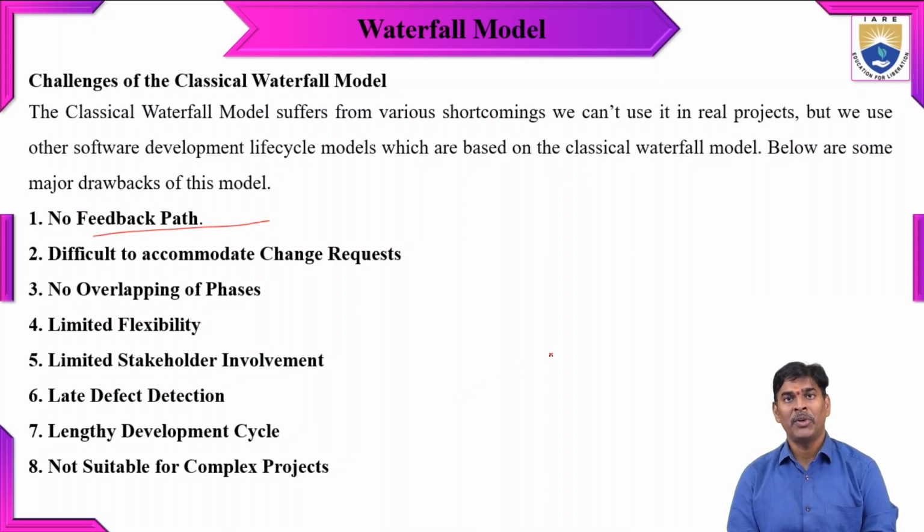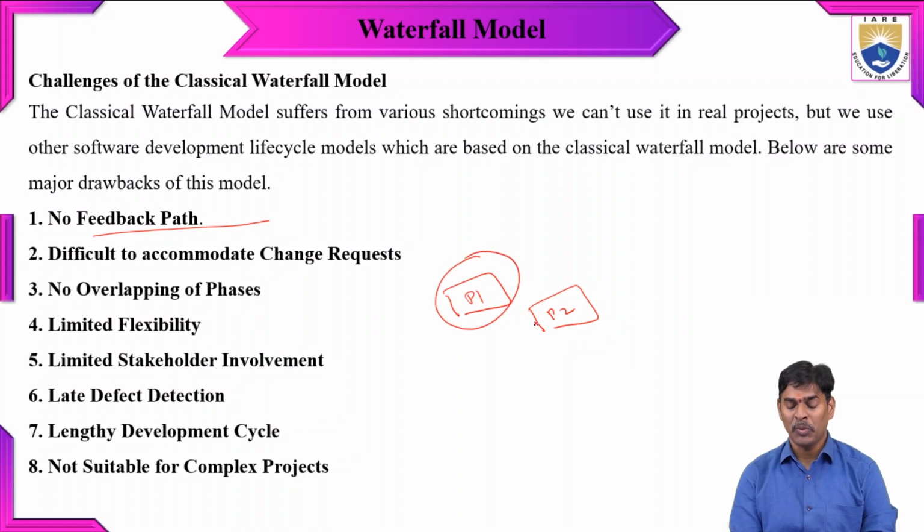So this feedback path is nothing but, in each and every phase, we can call this phase one and this phase two. If you have any problem in phase one and phase two, there is no feedback from P1 to P2 or P2 to P1. It means they have to stick to the original requirements only. They cannot give different types of requirements during the phases of the project. And the next one is difficulty in accommodating change requests. So this is the case in the classical waterfall model.